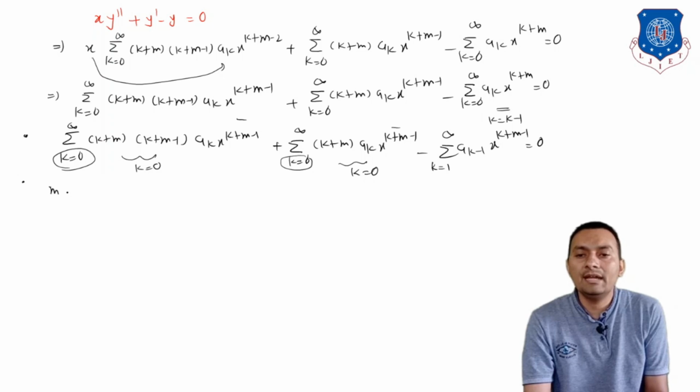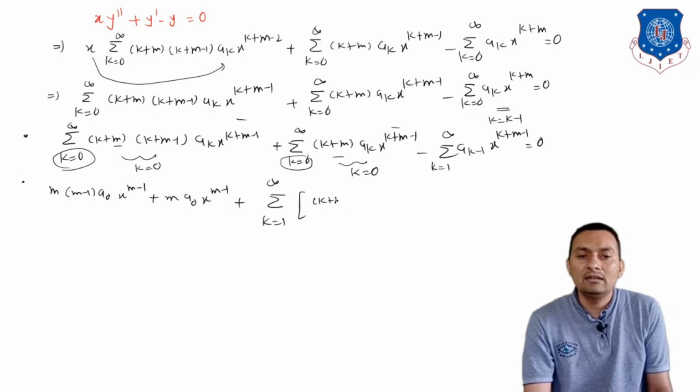So what I am going to get is m times m minus 1 a0 x raised to m minus 1, and here you can see m times a0 x raised to m minus 1, then summation from 1 to infinity. What will I get? First I am taking k plus m common from these two terms, and after that we will have k plus m minus 1 plus 1, times ak, and minus ak minus 1, x raised to k plus m minus 1 equal to 0.